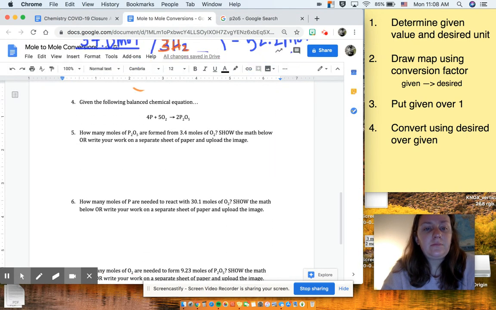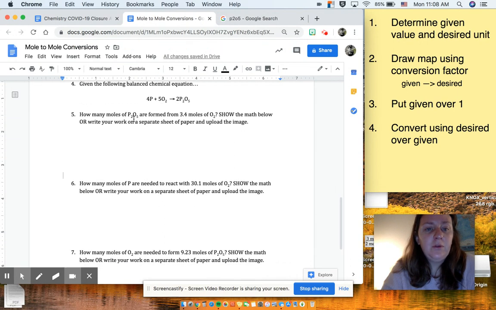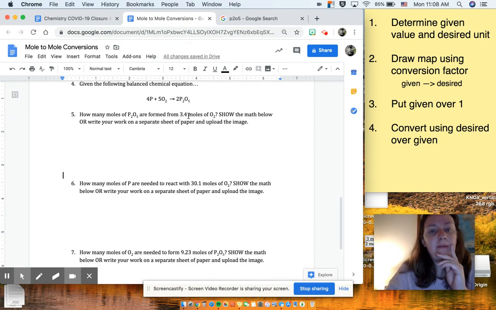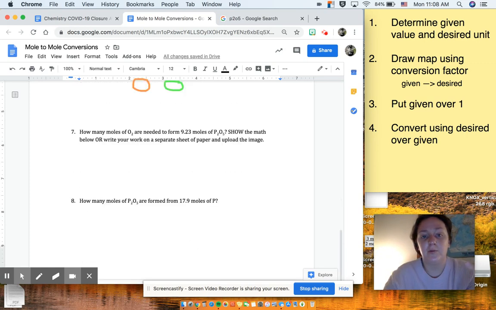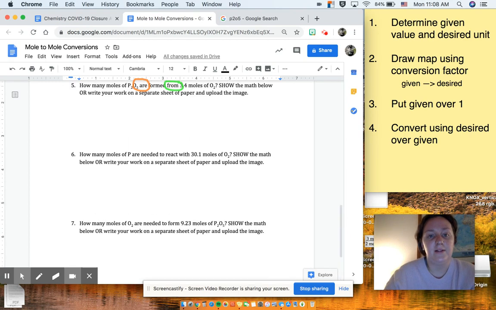Okay. Our first question here is how many moles of P2O5 are formed from 3.4 moles of O2? And again, we want to show the math or write our work on a separate sheet of paper and upload the image. Honestly, I think that's probably going to be the easiest thing for you guys to do. If you want to just show all your work on one page and upload it all at the bottom, that's totally fine.